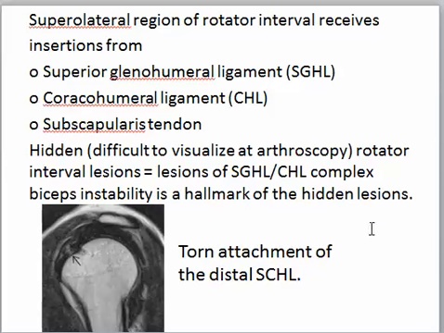This is called hidden rotator cuff or hidden rotator interval lesion, and usually hidden. It is hidden to the arthroscope. It's difficult to visualize by the arthroscope. Here there is torn attachment of the superior coracohumeral ligament.